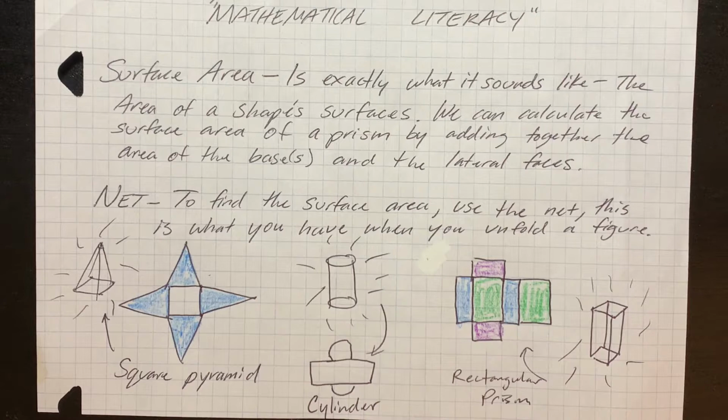So one more time, step 1, what we want to do is basically use a net. So take a three-dimensional figure and unfold it. Step 2 is to find the area for each face. And then step 3 is to add them all up to find the surface area of that three-dimensional figure.